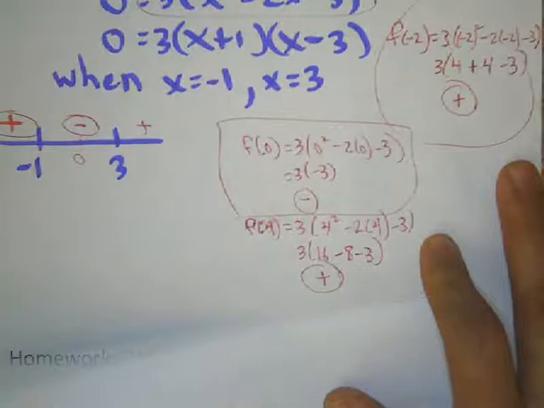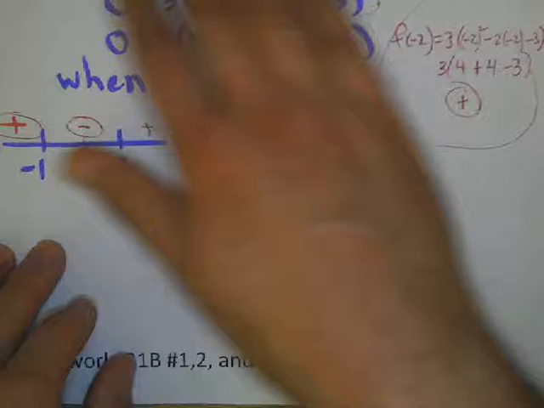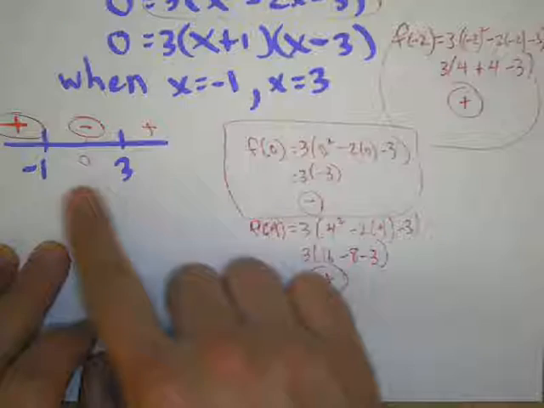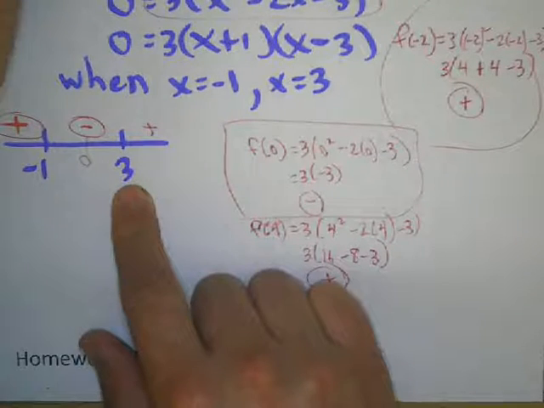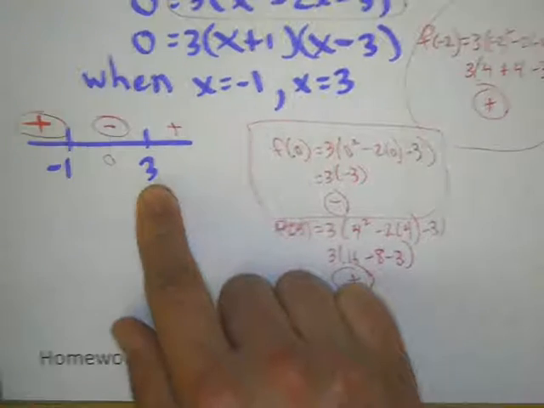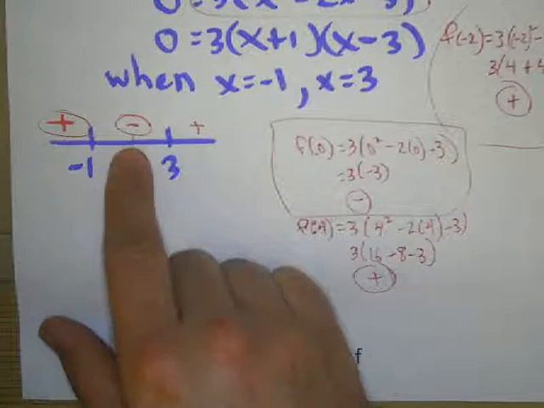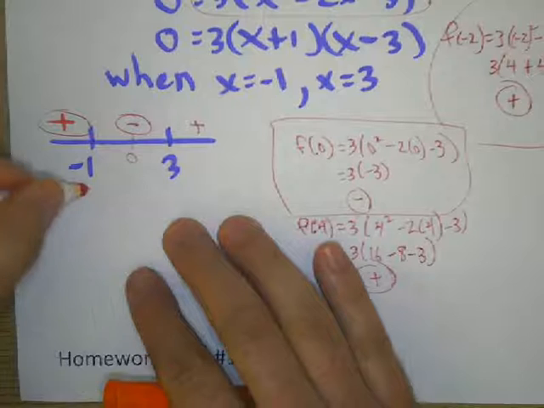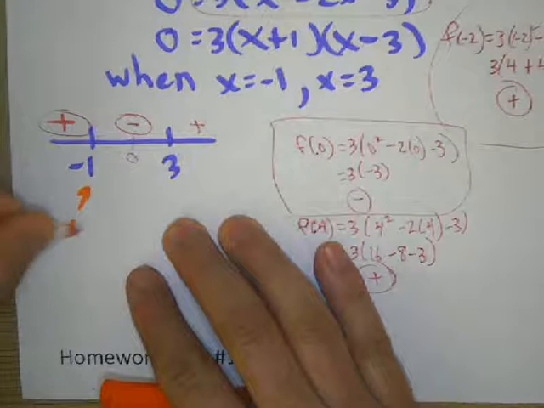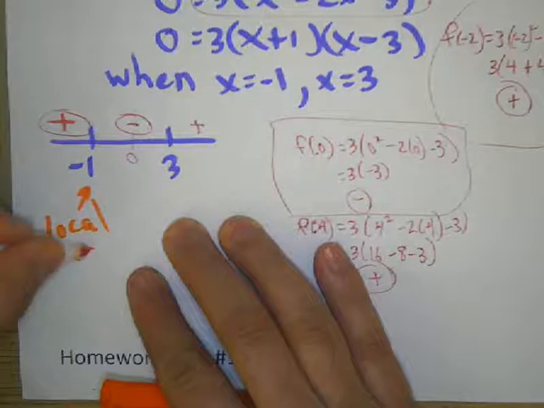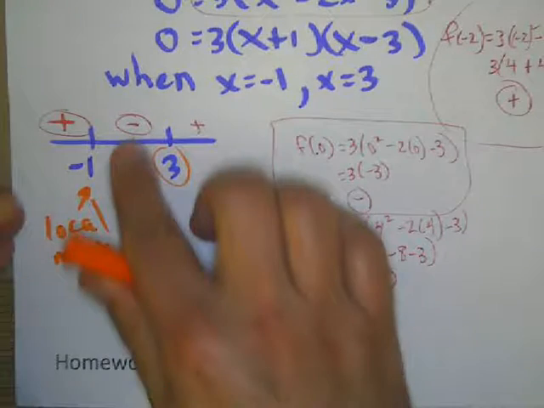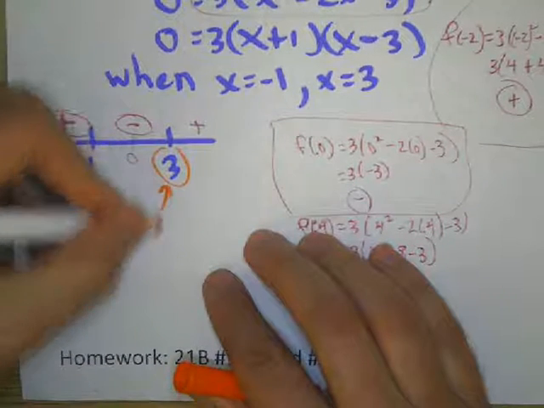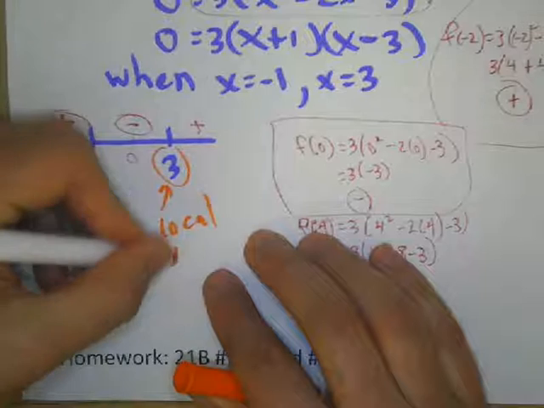Okay, so if we want to find the stationary points, here we go. And if we're going to classify the stationary points, then we know if I'm going from positive to negative, at this one here, we've got a local max. And if I'm going from negative to positive, I've got a local min.